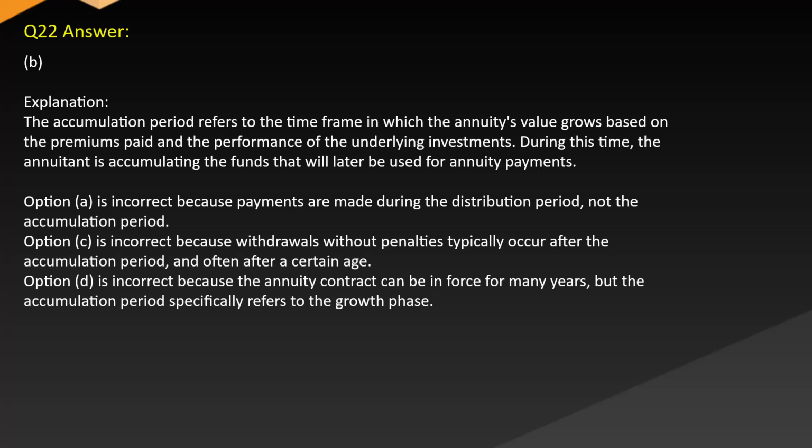Option A is incorrect because payments are made during the distribution period, not the accumulation period. Option C is incorrect because withdrawals without penalties typically occur after the accumulation period and often after a certain age. Option D is incorrect because the annuity contract can be in force for many years, but the accumulation period specifically refers to the growth phase.